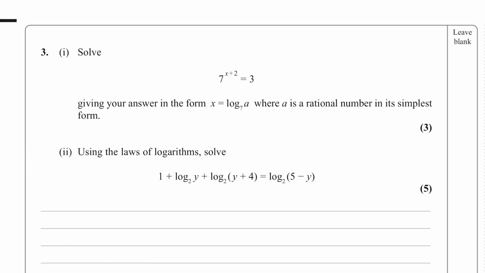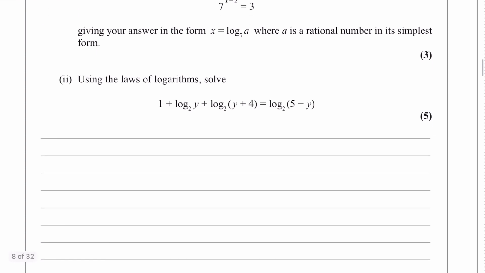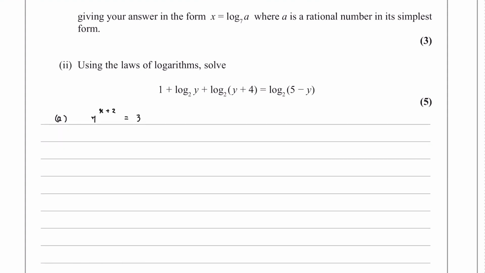Problem 3. Solve 7 to the power of x plus 2 equals 3. Give your answer in the form x equals log a base 7, where a is a rational number in its simplest form. So to solve this one, we have 7 to the power of x plus 2 equals 3. 7 to the power of x plus 2 is 7 to the power of x times 7 squared, which equals 3. And we can move 7 squared to the right hand side.